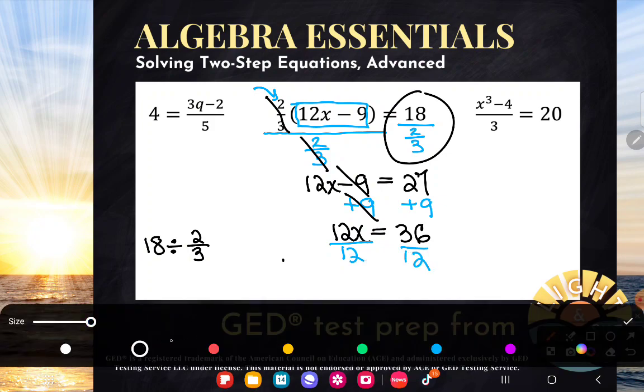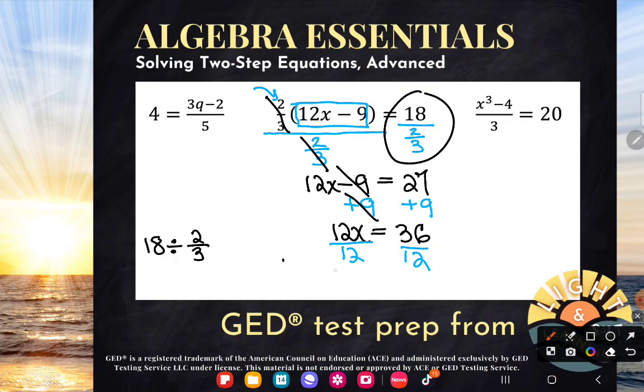And then my final equation where x is alone, so I know what it's equal to, is going to be, let's see, 36 divided by 12. X is equal to 3. Nice. Okay, let's do the last one.